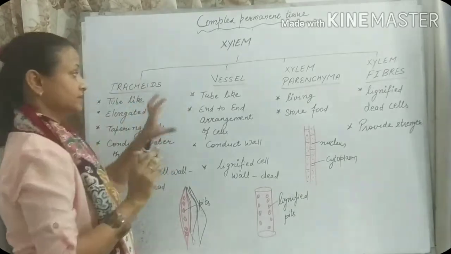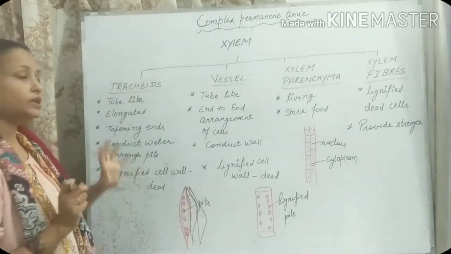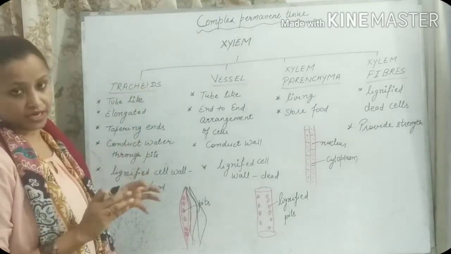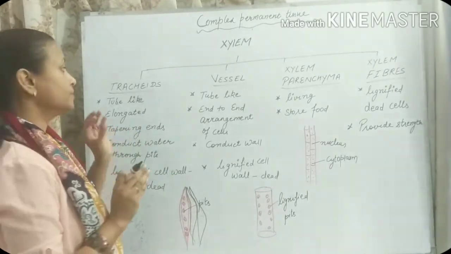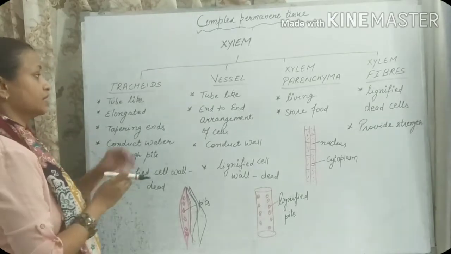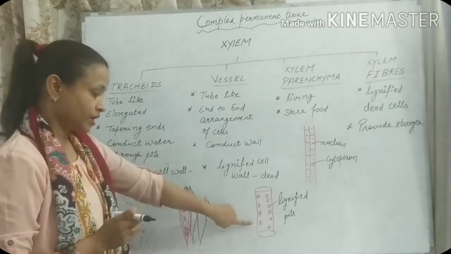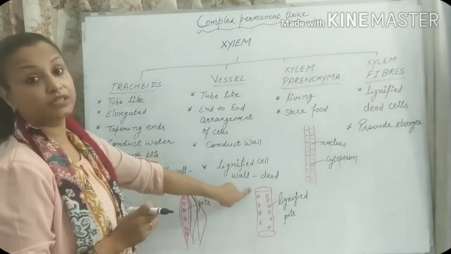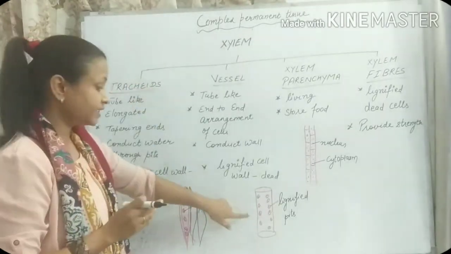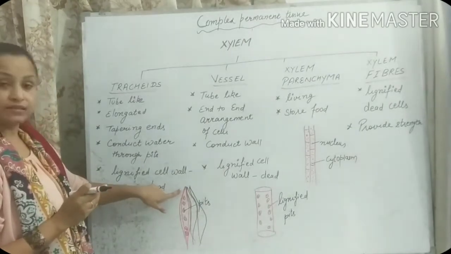Now come to the vessels. Vessels, again, are also involved in water conduction. As I told you earlier, tracheids and vessels are the elementary part of the xylem tissue, means they are the main important cells of the xylem tissue which conduct the water. So vessels also have a tube-like structure, okay, but they do not have the tapering end. Their ends are open, wide. You can see in the diagram that their ends are wide. Here in tracheids the ends are tapered.